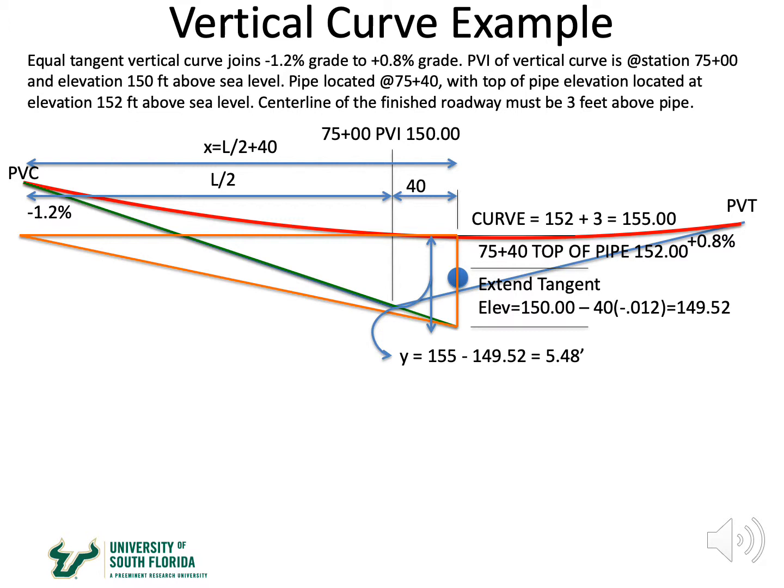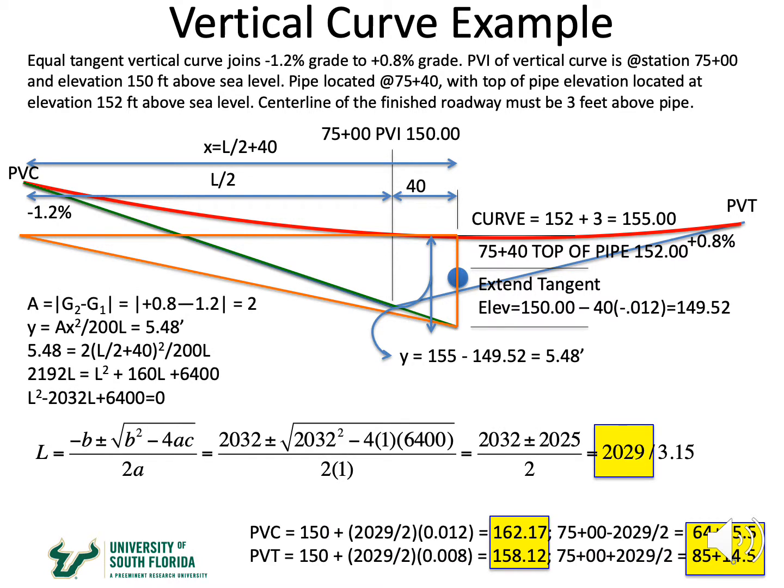We know that in any vertical curve, it has equal tangents. So what we're trying to do here is find the length of the vertical curve that will satisfy the requirements of this problem. So the distance from the PVC to the PVI we call L over 2, equal tangent vertical curve. We know this distance is 40, so we can describe this side of the triangle. X is L over 2 plus 40.